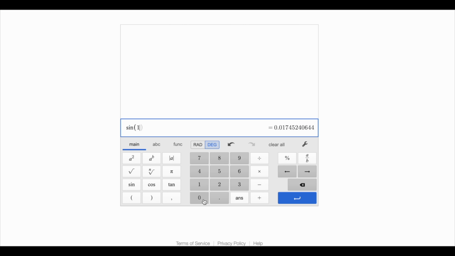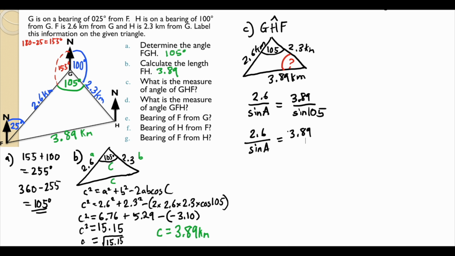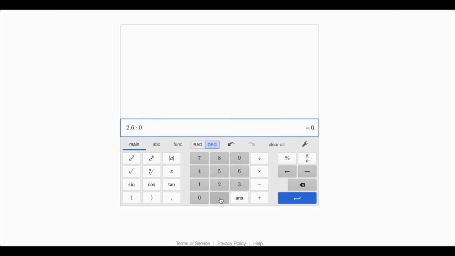So sine 105 gives us 0.965, but this 9 is going to make this 5 turn to a 6. So 0.966. What's the next step? Cross multiply. Exactly. We cross multiply. So this times this times this. So it's going to be 2.6 times 0.966, which is equal to 3.89 sine A. So 2.6 times 0.966 is 2.511.